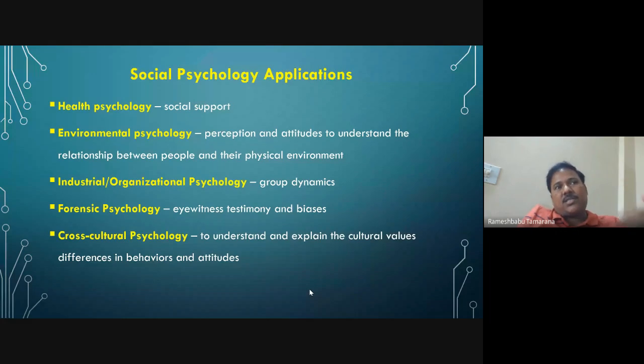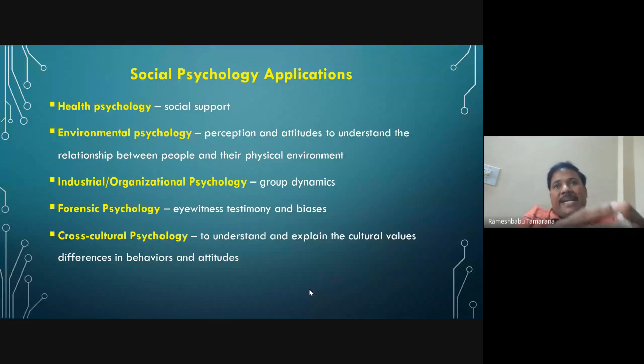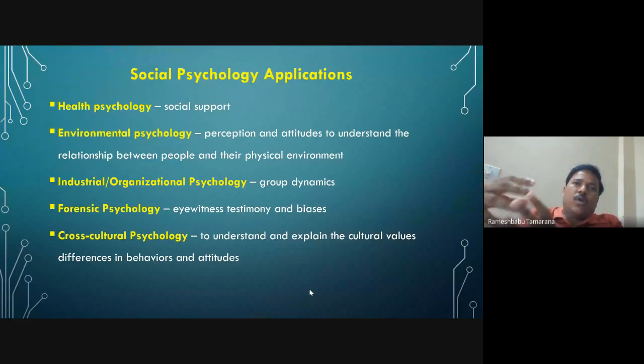Like, the biases about your own behaviors might reflect in the eyewitness testimony. You might identify an unknown person, or a person who was not there on that particular occasion, as a victim or as a perpetrator. So these are a few concepts that we borrow from social psychology to understand the forensic psychology aspect.